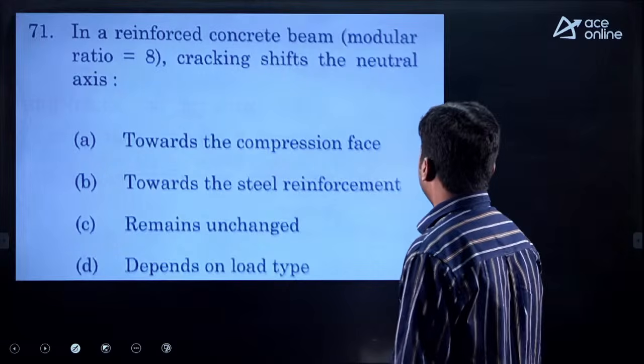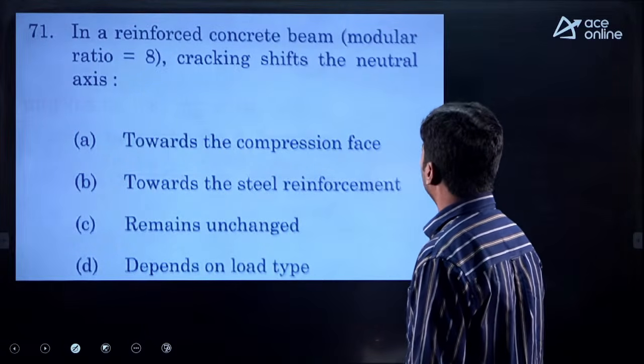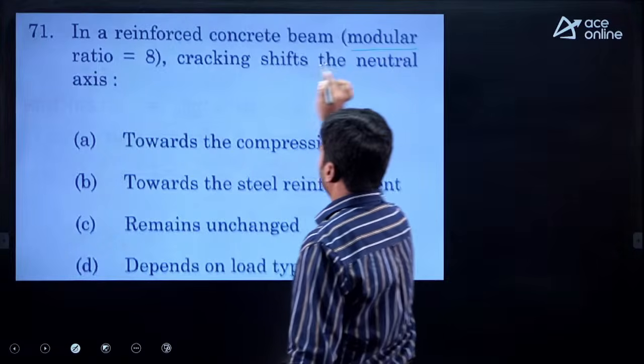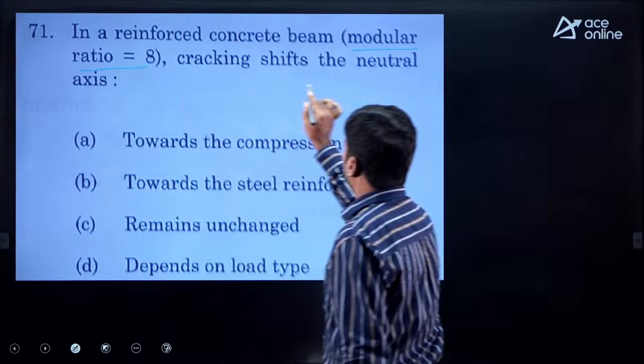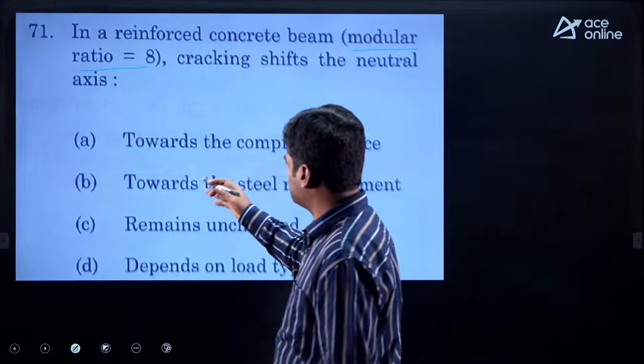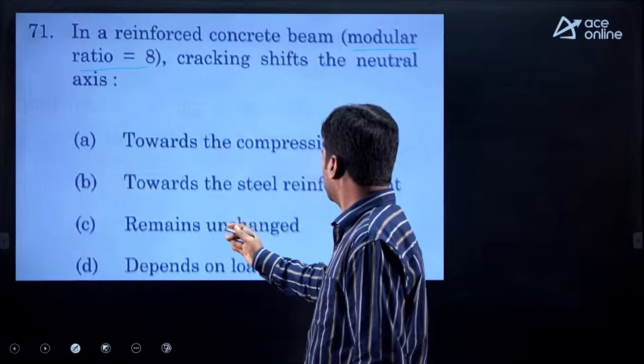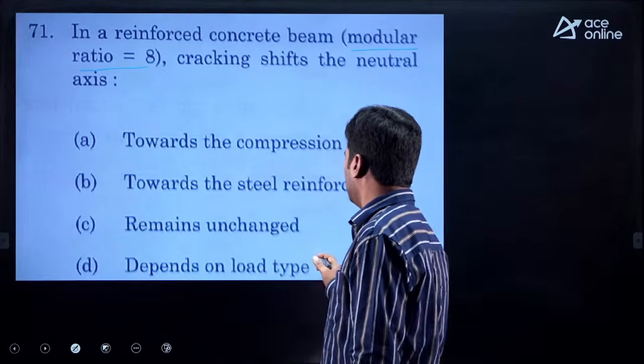In a reinforced concrete beam, modular ratio equals 8, cracking shifts the neutral axis. There is no use of modular ratio here. My dear, cracking shifts the neutral axis. Here the given options are: towards the compression phase, towards the steel reinforcement, remains unchanged, depends on load type.